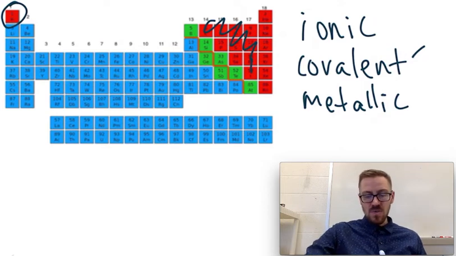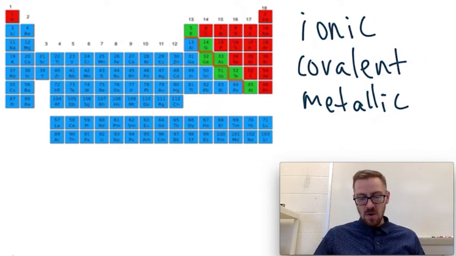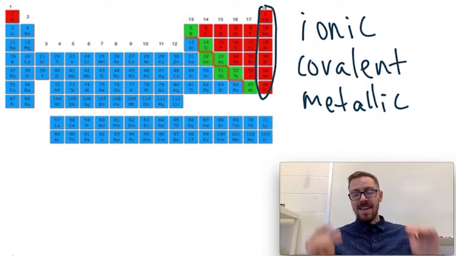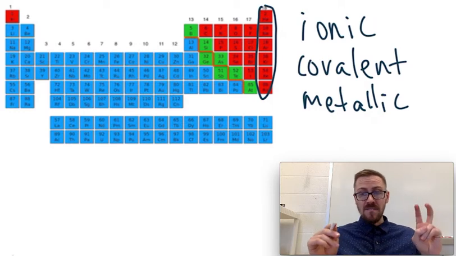I also want to call your attention to one more thing. Don't forget, this whole far right column, number 18, are the noble gases, and they don't react to anything. So if I ask you what kind of bond they form, that's a trick question. They don't form any bonds at all because they're noble gases.